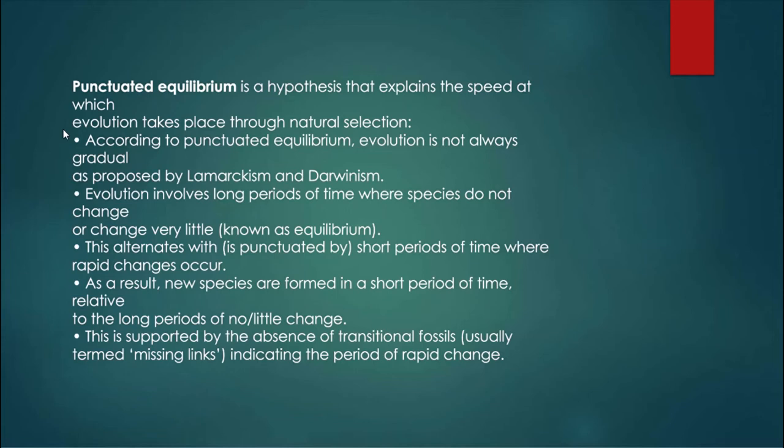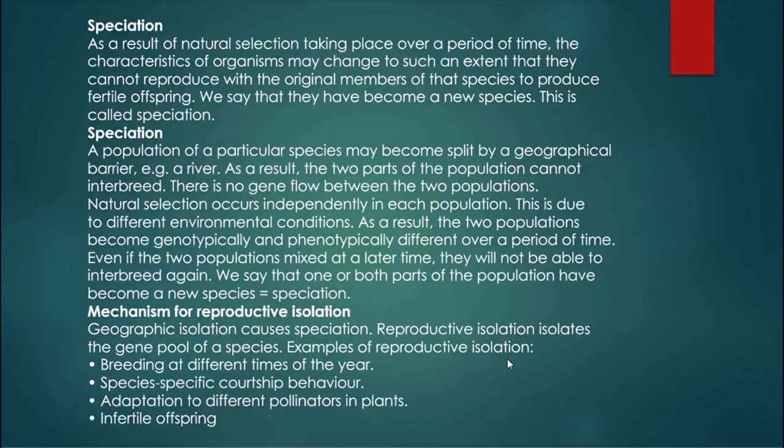According to punctuated equilibrium, evolution is not always gradual, as proposed by Lamarck and Darwin. Evolution involves a long period of time where species do not change or change very little, known as equilibrium. This alternates with, or is punctuated by, short periods of time where rapid changes occur. As a result, new species are formed in a short period of time relative to the long period of no or little change. This is supported by the absence of transitional fossils, usually named missing links, indicating the period of rapid change.